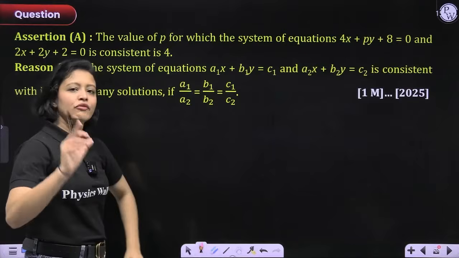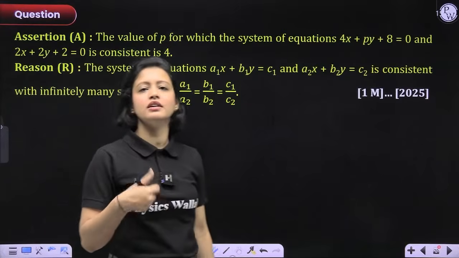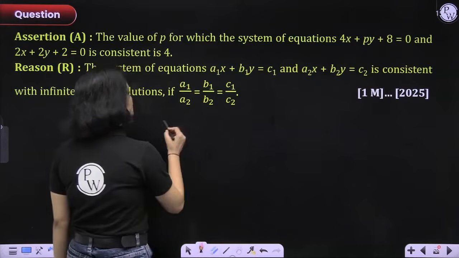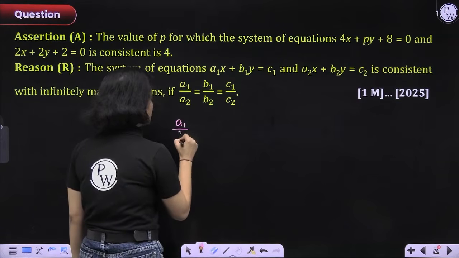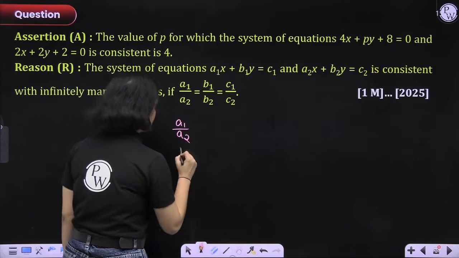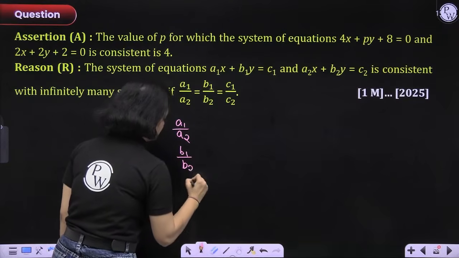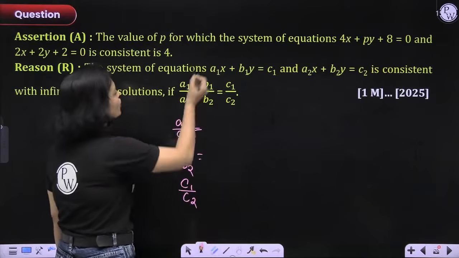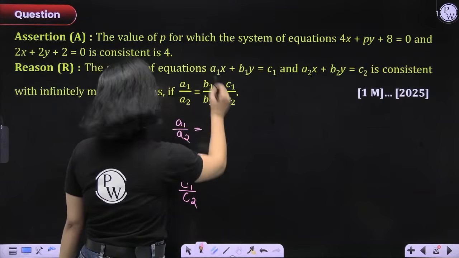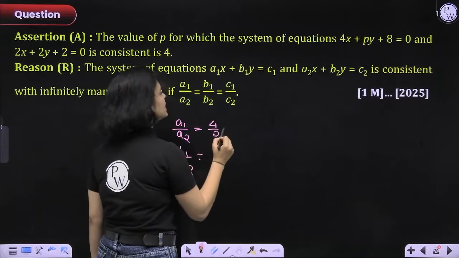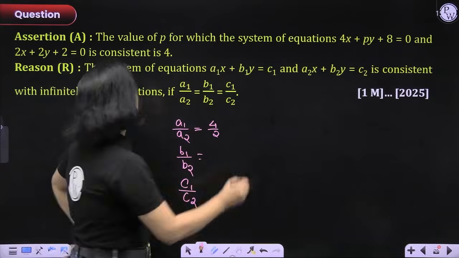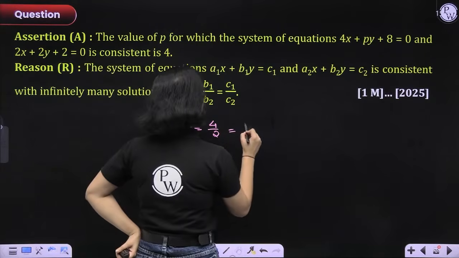Now, we know for a consistent system either there should be a unique solution or infinite solutions. Okay? So what I will do first of all is I'll figure out the value of a1 by a2, b1 by b2 and c1 by c2 and check what we are getting, right? So a1 by a2, everyone, would be what? 4 by 2. And notice that both the equations are already given in standard form. That's why I did not convert. Okay? So 4 by 2, everyone, comes out to be 2.